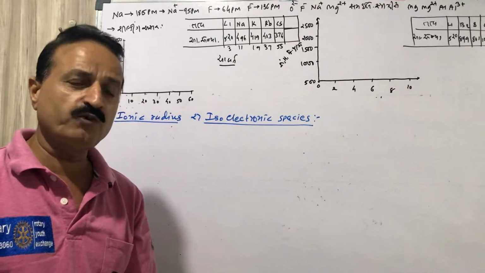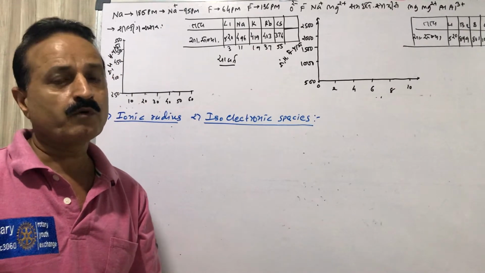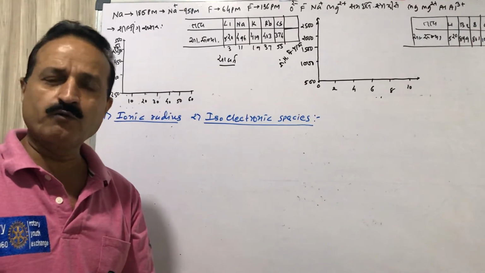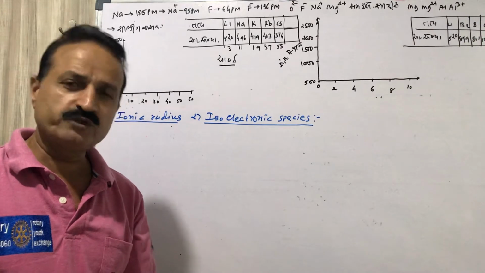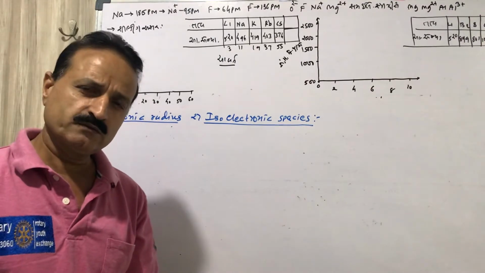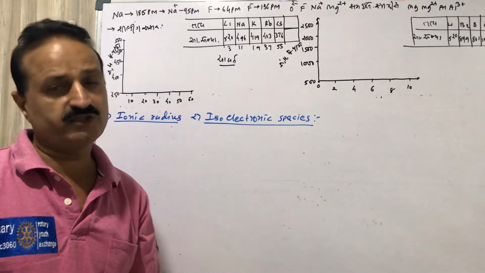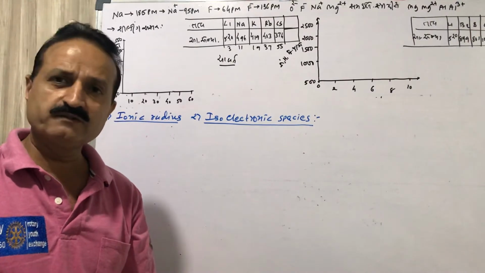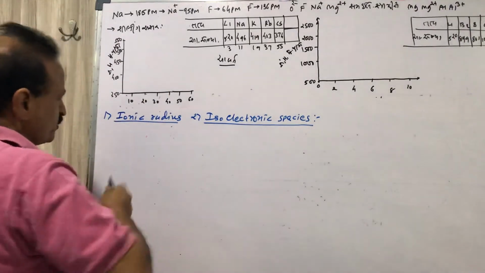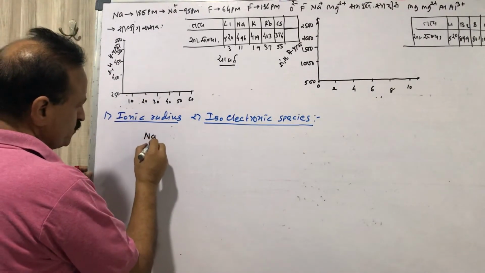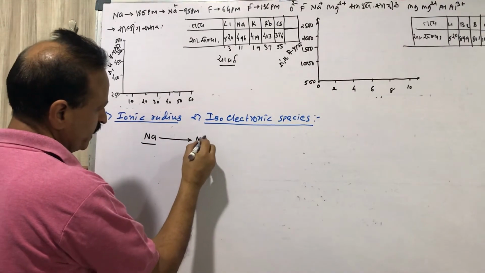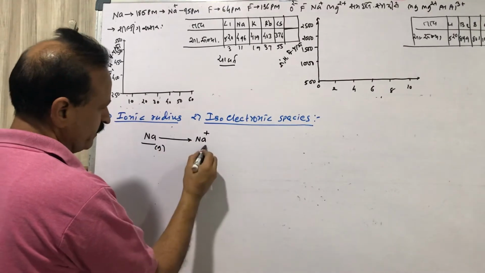It means effective nuclear charge will become constant, while a negative ion has more electrons and a positive ion has fewer electrons than the effective nuclear charge, so that the radius will change. It may increase, it may decrease. Suppose we have sodium. This is a sodium neutral atom. When sodium loses one electron, it converts into a sodium ion.